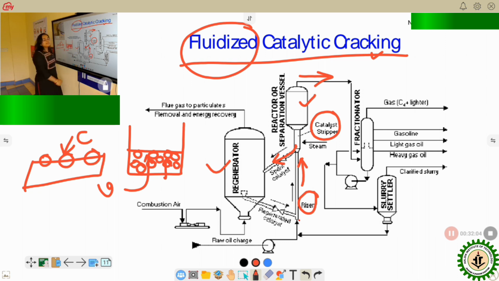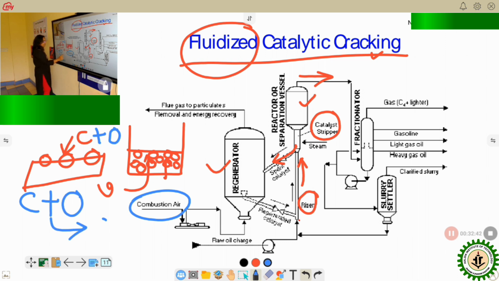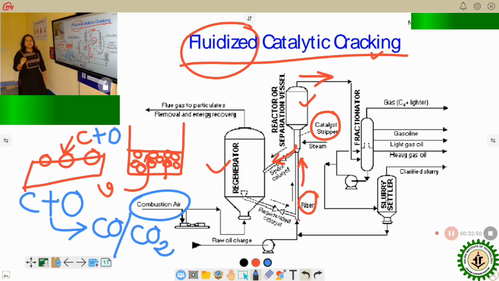So how can we regenerate this spent catalyst? There, we will provide the combustion air through this regenerator, and the spent catalyst has already been collected here. So whenever this air comes in contact with the spent catalyst, the coke deposited on the catalyst will react with the oxygen present in the air. Also we know whenever carbon reacts with oxygen, it will give either carbon dioxide or carbon monoxide, depending on the condition of the air, meaning how much air we are providing, whether excess, limited, or normal sufficient air. So carbon will react with oxygen and ultimately carbon dioxide and carbon monoxide will be formed.